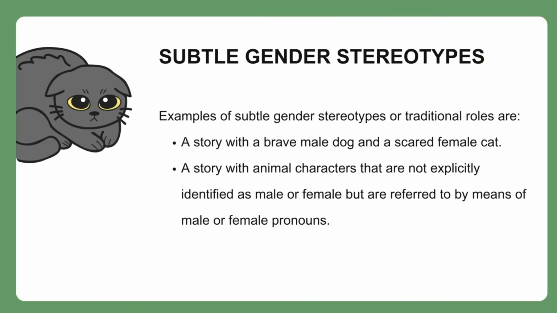2. Subtle gender stereotypes. Some content stereotypes genders in a more subtle way. Examples of content with subtle gender stereotypes or roles are a story with a brave male dog and a scared female cat, and a story with animal characters that are not explicitly identified as male or female, but are referred to by means of male or female pronouns.